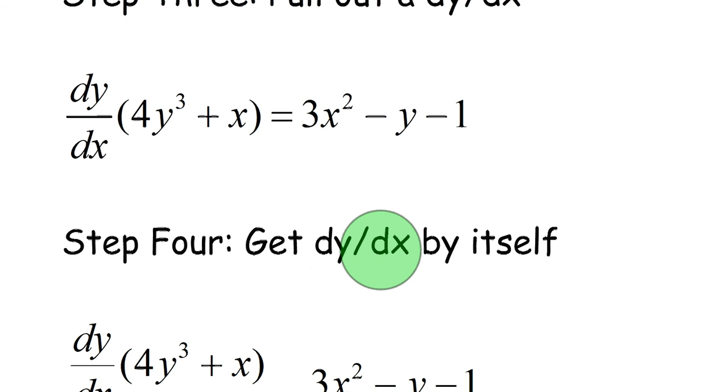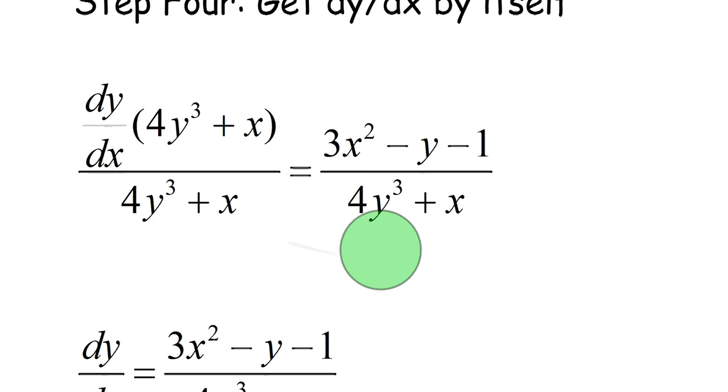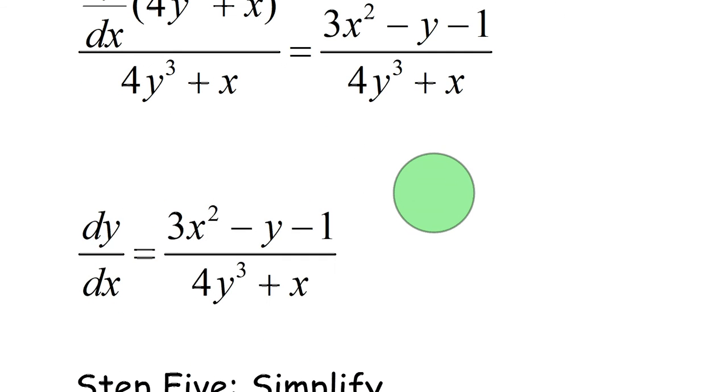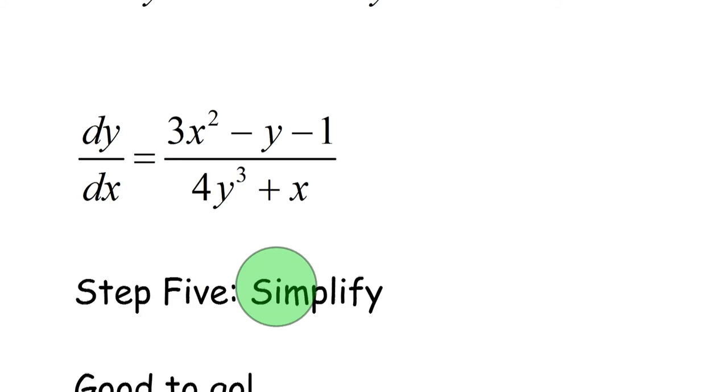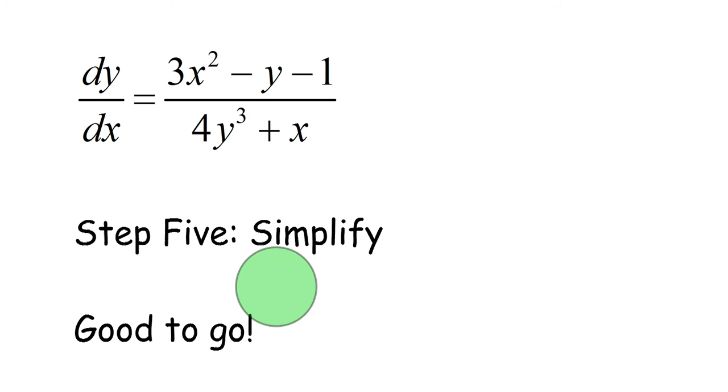All we have to do now is divide both sides by this expression right here. And that will get rid of it and move it to the other side. So that's pretty much what you'll always be doing, is dividing by that. So divide by that, divide by that. dy dx equals 3x squared minus y minus 1 over 4y cubed plus x. No simplification needed for this. This is your final answer.